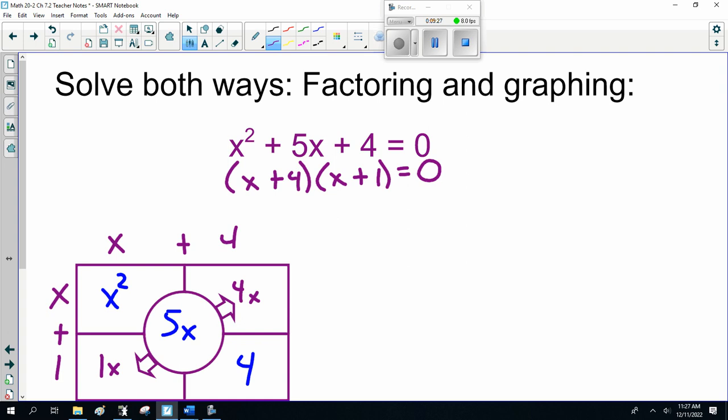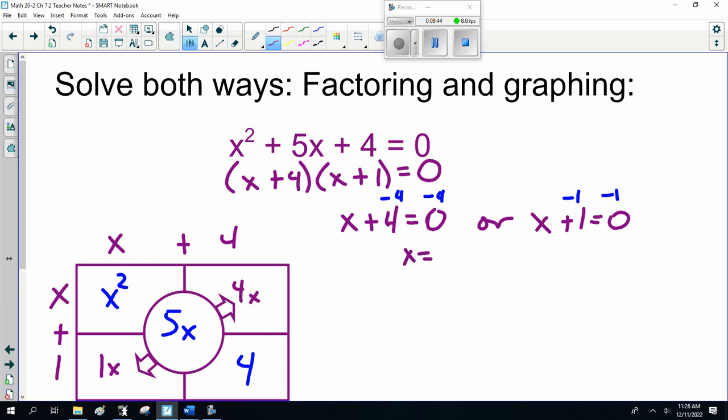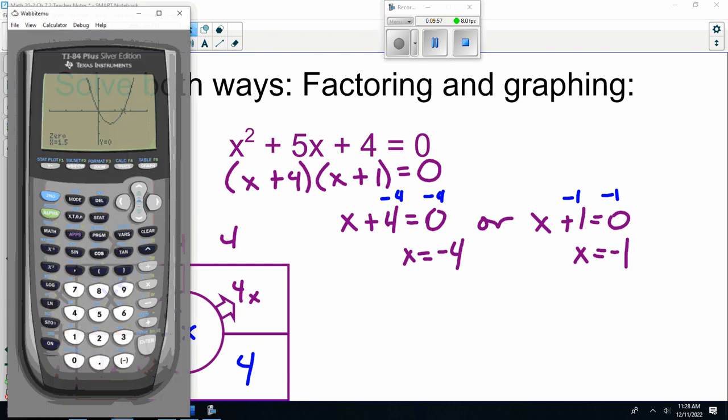Now, we just factored it. Now we have to solve. Two numbers multiplied together to be 0, so it's either x plus 4 equals 0, or x plus 1 equals 0. Subtract 4, subtract 4, subtract 1, subtract 1. X equals minus 4, or x equals minus 1. Now, I just solved that algebraically. Now we're going to graph it. And once again, if I'm going too fast, pause the video.